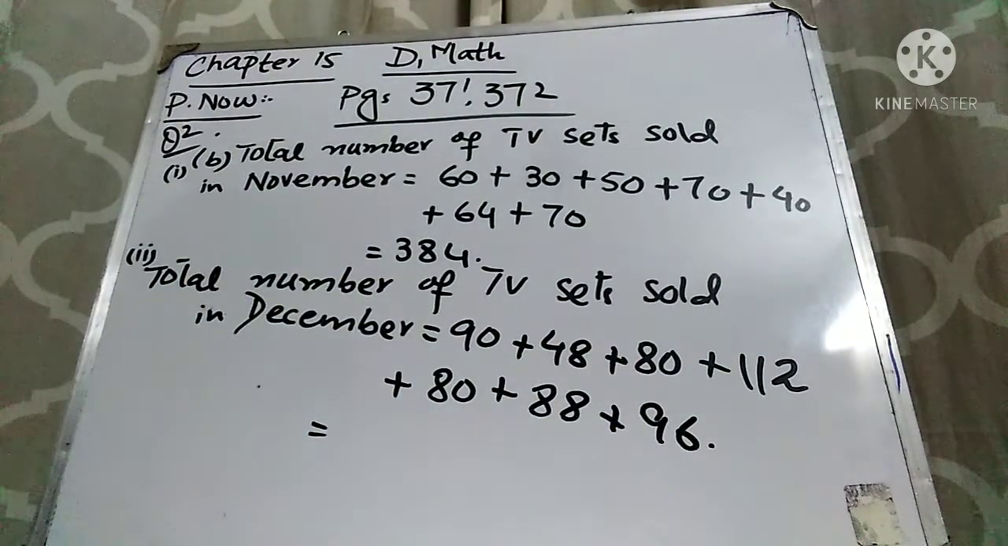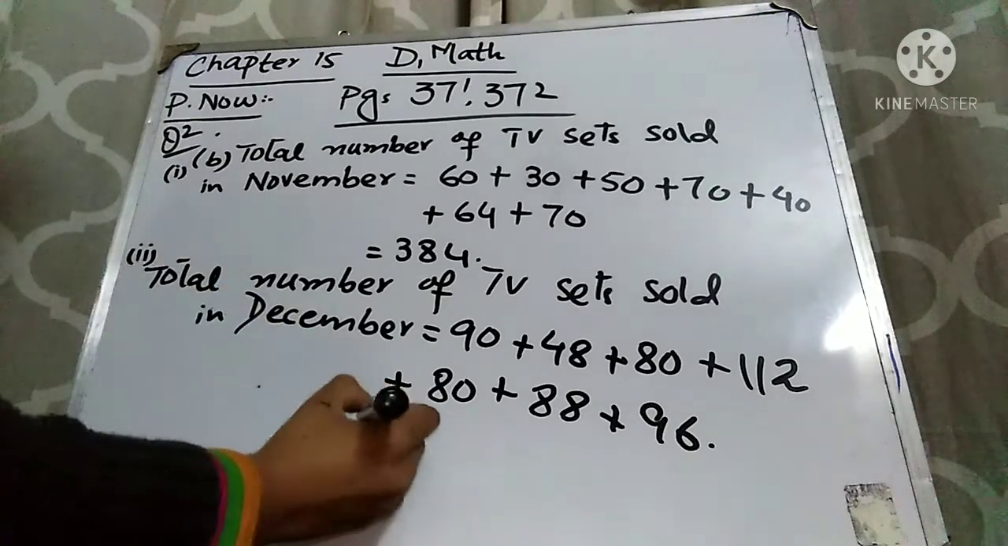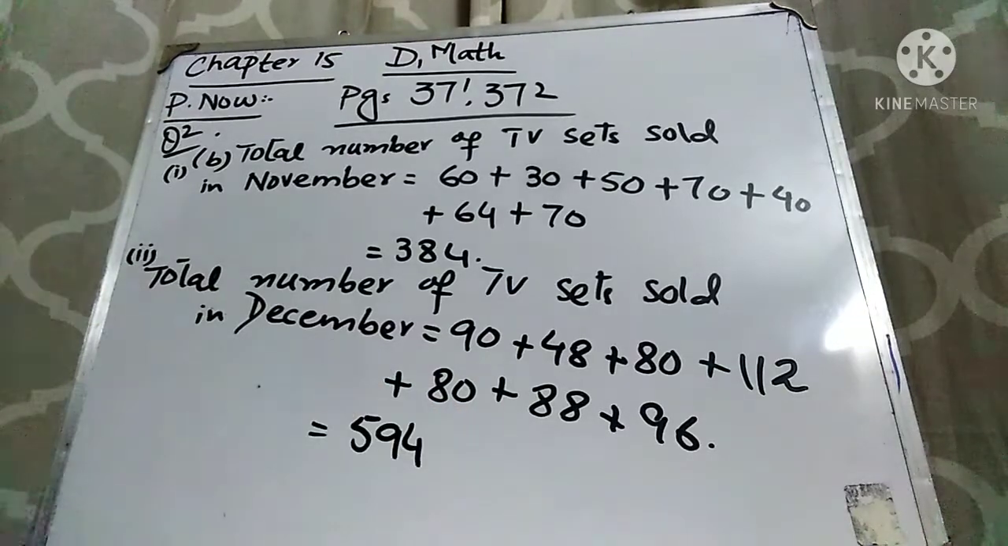So when you add up all the values, you will get 90 plus 48 plus 80 plus 112 plus 80 plus 88 plus 96, so you will get 594. These are the total number of TV sets sold in December. Okay, so we have found the answers of part B. Now let's come to part C.